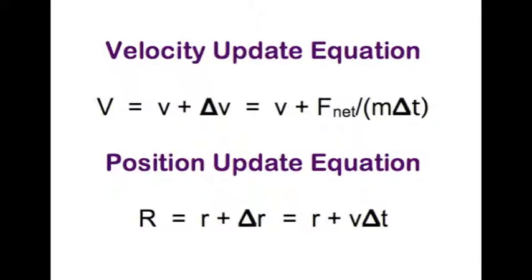To update the velocity, I added the current velocity to the change in velocity, which was net force divided by mass, times delta t. To update position, I added the current position to the velocity times delta t.